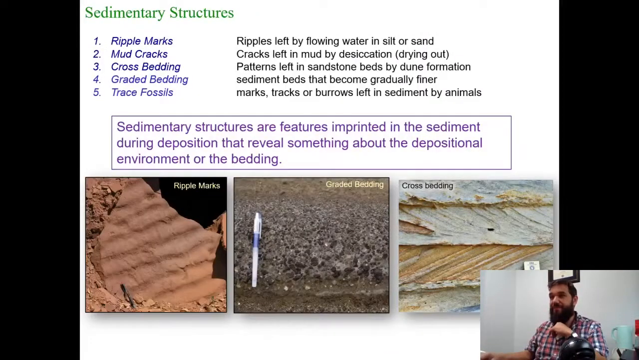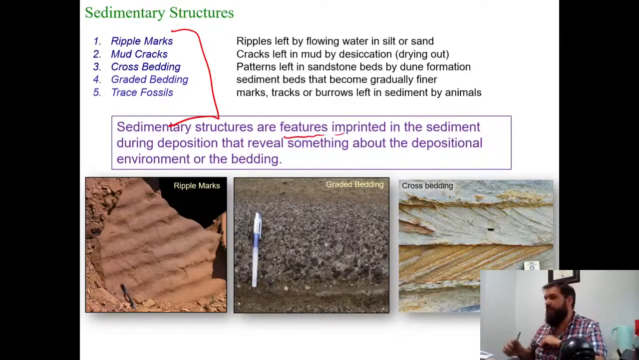Pretty cool, I think. So ripple marks, mud cracks, cross bedding, graded bedding, trace fossils. We're going to talk about these things just a little bit. We're not going to spend a lot of time on each of these, so it should go pretty fast. But sedimentary structures are features imprinted in the sediment, so this is number 10, during deposition that reveal something about the depositional environment or the bedding.